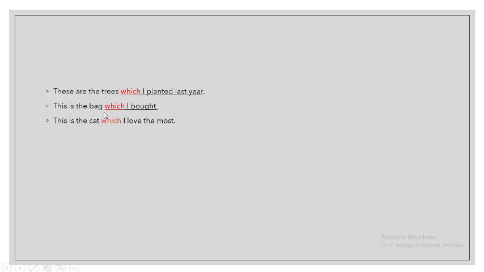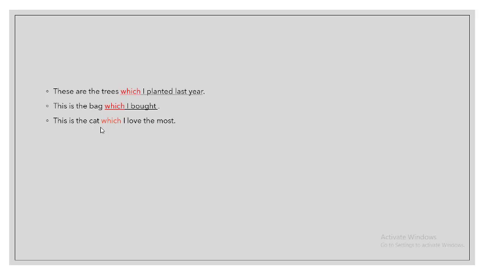See here, the bag. This is the bag which I bought. Before the word which, you see the bag, right? And the bag is an object or a person? Yes, it's an object, so we use which. See here, this is the cat which I love the most. I used which, right? Why? Because there is a cat, and the cat is an animal. So we observe here, we use which for objects and animals.